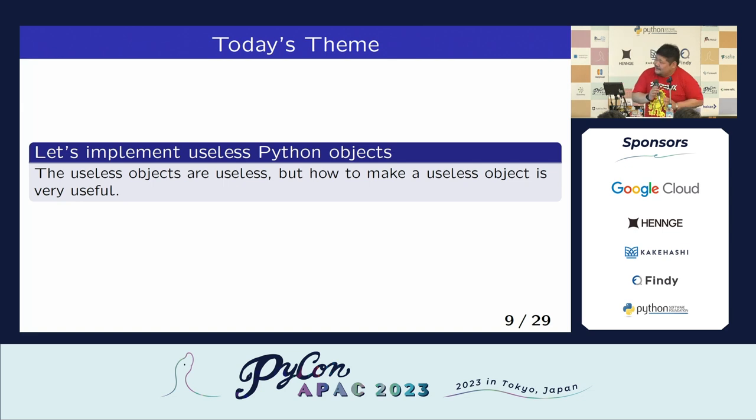So what does it mean? Let's implement useless Python objects. The useless objects are useless. But how to make a useless object? It's very useful. So Chinese philosophy says useless objects are useful.